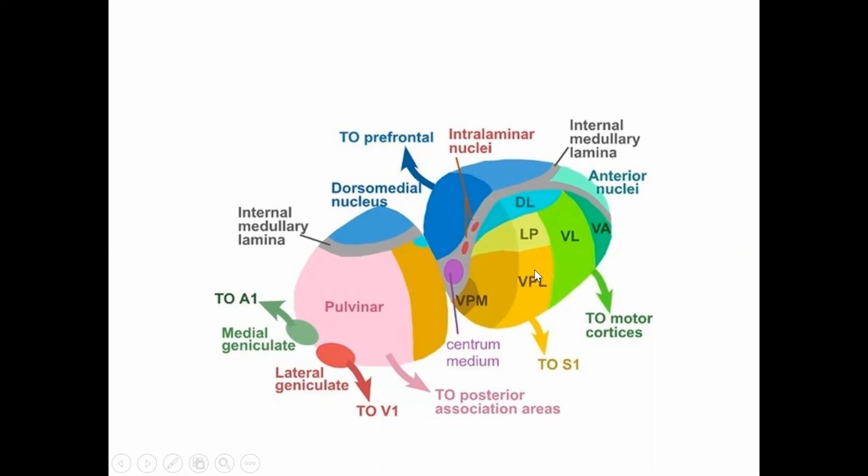All the sensory tracts are carried through this part of the thalamus. Then the pulvinar group of nuclei, which has the lateral geniculate body and the medial geniculate body. The lateral geniculate body is mainly for the visual pathway, and the medial geniculate body is mainly for the auditory pathway. While in the midline, we have the intralaminar group of nuclei, the midline group of nuclei, and the dorsomedial group of nuclei. These are the components of the midline group of nuclei.